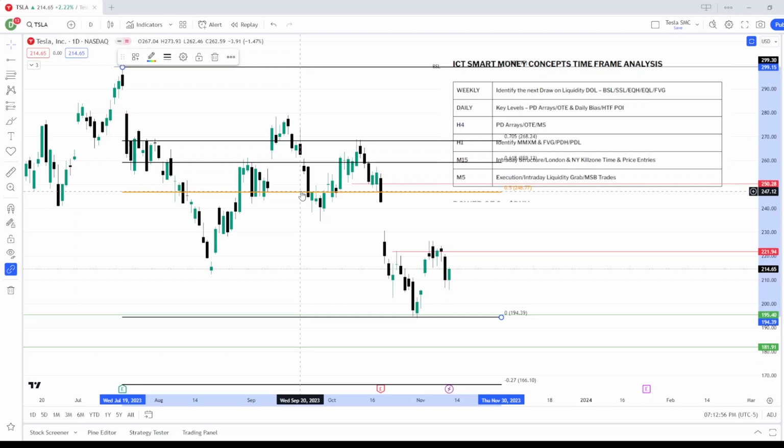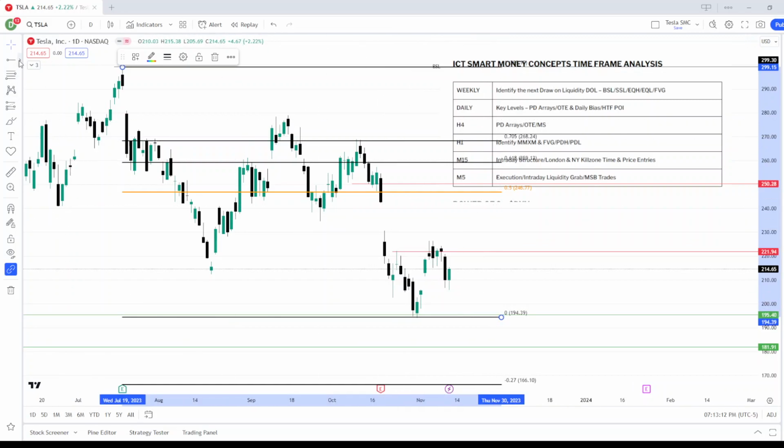Okay, so when we're looking for premium or discount arrays, premium is going to be above the 50%. So anything that's not currently labeled that's above 50%, or anything that's currently below the 50% that we have not labeled off yet.